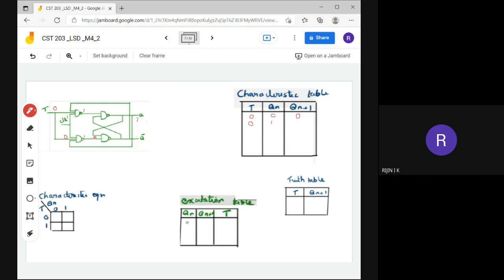Here also it is 1, so both the inputs are 1. So what will be the output if both the inputs are 1? Output will be 0. That 0 will be fed back here. Here it is 1 and it is 0. We have studied that if any one of the inputs is 0 for a NAND gate, the output will be 1. So the next state Qn plus 1 is 1.